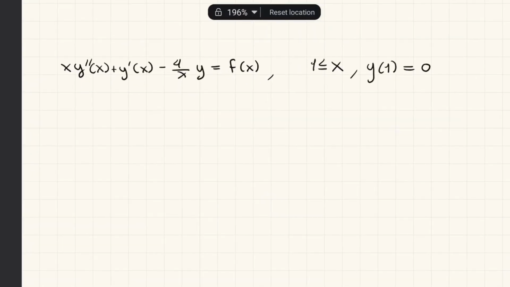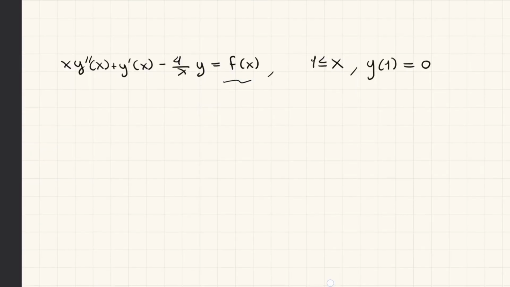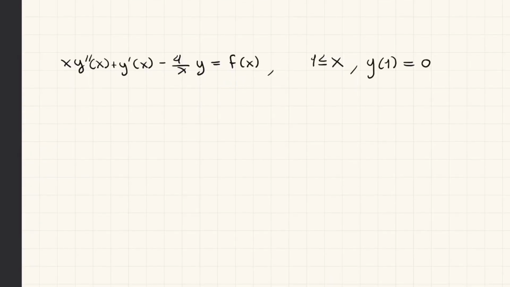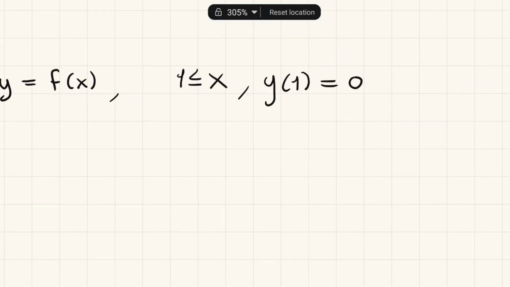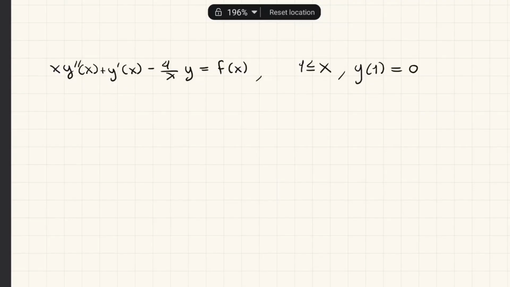Today's problem is x y double prime of x plus y prime of x minus 4 divided by x times y is equal to f of x, where remember that this f of x, the non-homogeneous term, is an arbitrary function. The conditions that define this problem are that x is bigger than or equal to 1, and that y evaluated at 1 is equal to 0. Okay, so how are we going to proceed?